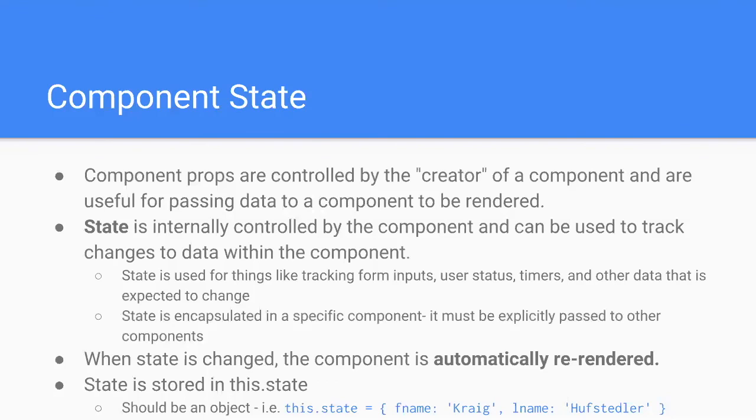Again, I've bolded this because it's awesome. Whenever our state changes, the component automatically gets re-rendered. So that's really awesome. So for instance, when we do our to-do app, we're going to have our AJAX call to fetch all of our to-dos. And then if we write those to-dos to our state, that will automatically trigger a re-render of our React component.